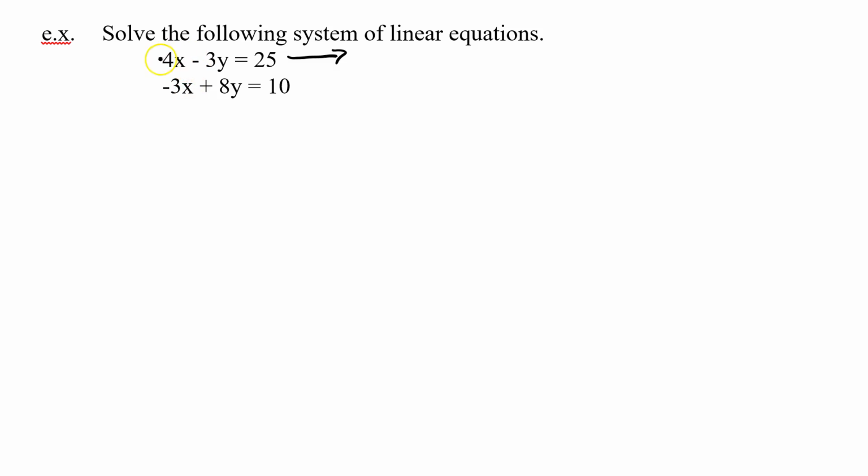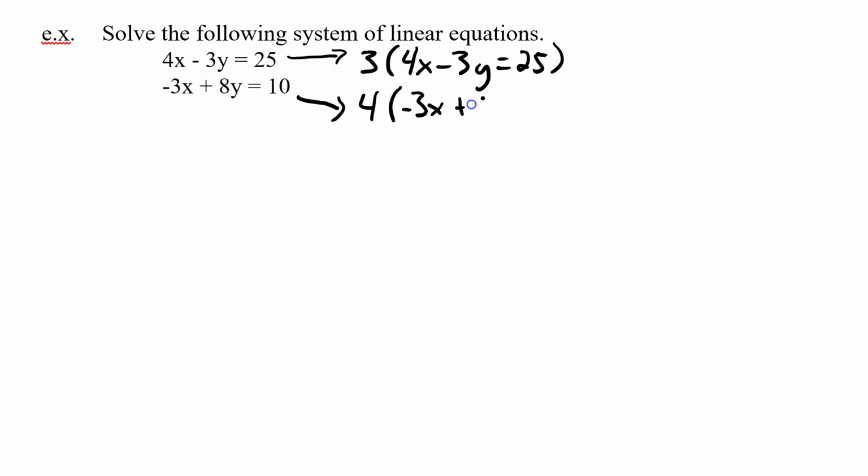So I'm going to take the first equation and times it by the coefficient of the second, in this case 3. I'm going to take the second equation and times it by the coefficient of the first equation, which is 4. So this will be 4x minus 3y equals 25. This will be negative 3x plus 8y equals 10.